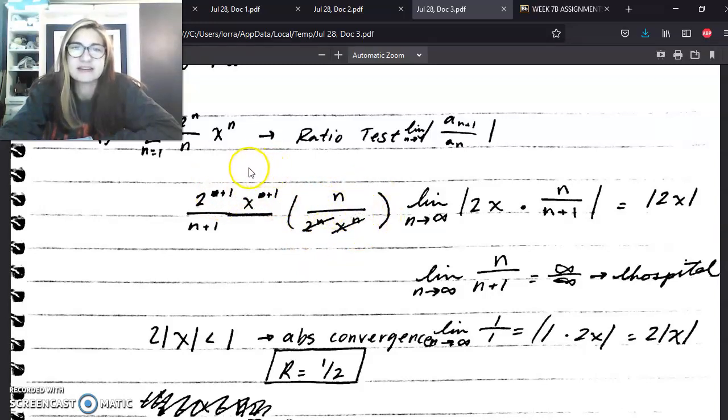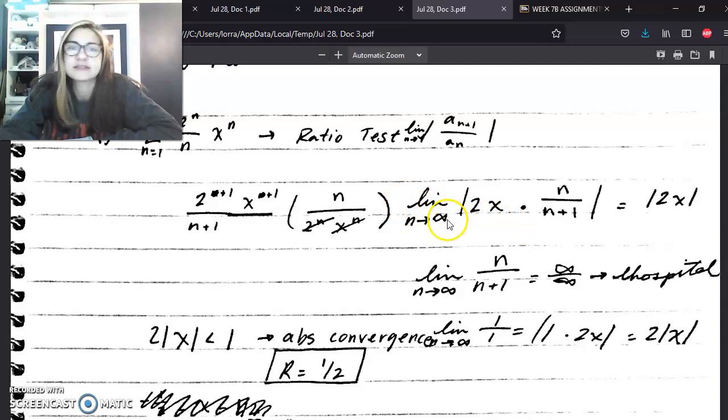Because of multiplying exponents, this is technically 2^n times 2^1 times x^n times x^1. So you can cancel out 2^n, 2^n, x^n, x^n, and so you have 2x remaining. So 2x times n over n plus 1.